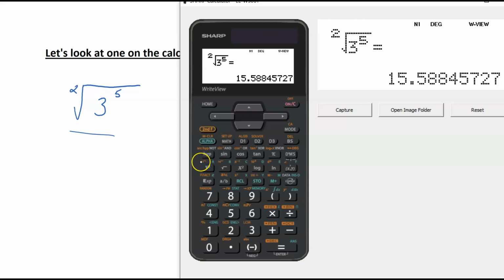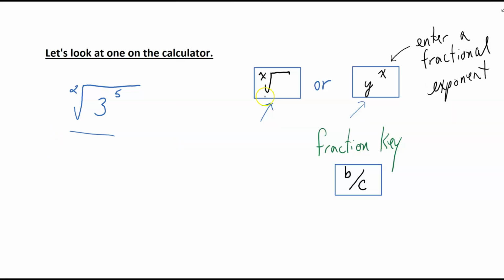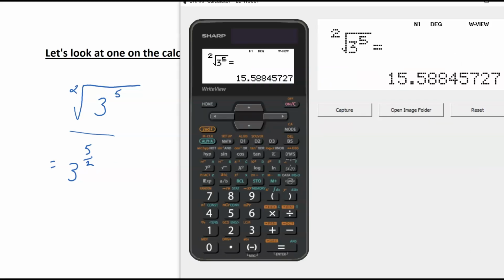So take a look on your calculator for these two newer keys, the xth root, it could be a second function, and your y to the x. We could also then enter this as 3 to the power of 5 over 2 using a fraction key. That's another key on the calculator I want you to look for. On this one, it's right here. A over b, or the second function of it is a mixed fraction, a b over c.